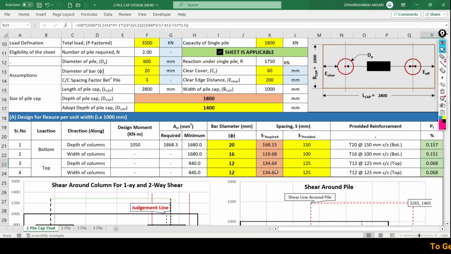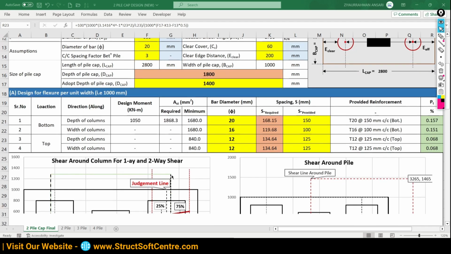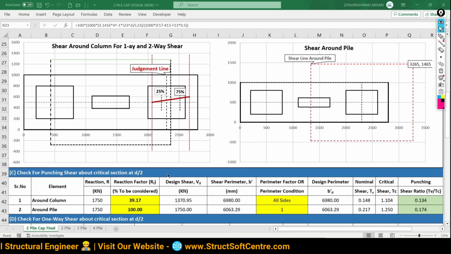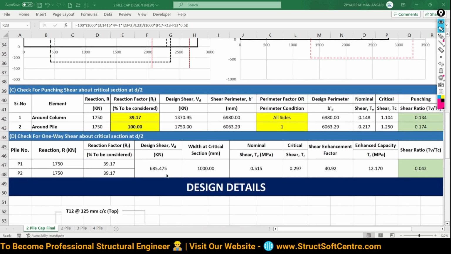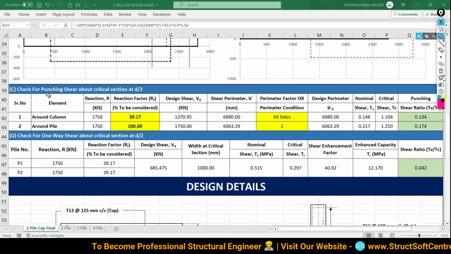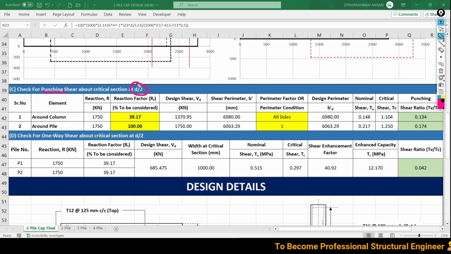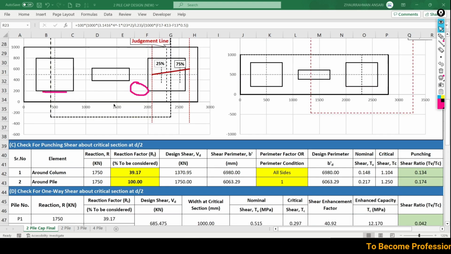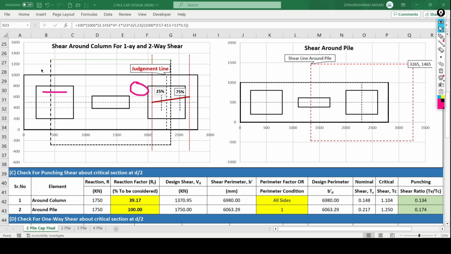So finally, we have completely covered the design for flexure along the length and width of the pile cap. Now we have to finally do the one-way shear check and two-way shear check. So first we are going to perform the two-way shear, or we can say punching shear check, about a critical section at a distance of d by 2 from the face of the column. Okay, so punching shear check from the face of the column has been considered in this figure.